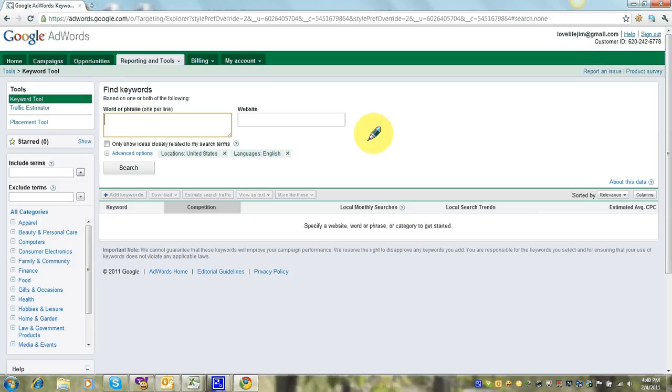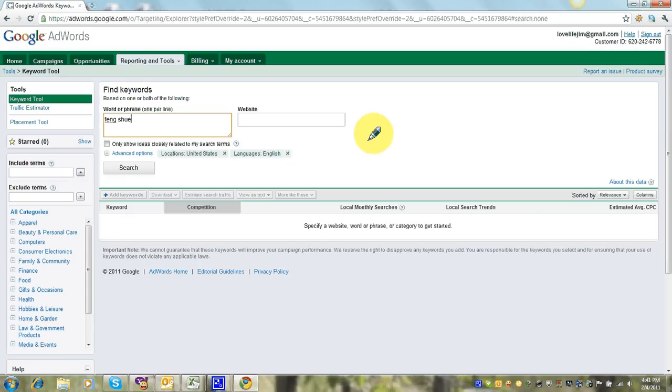So we're going to start here, and I have a client who has a business overseas and is going to do online feng shui consulting. So let's just start with feng shui. No, I don't even know how to spell it. But you know what? Google knows.